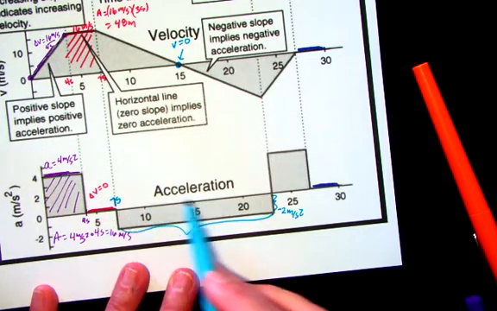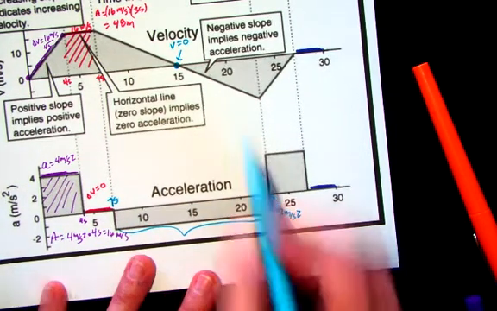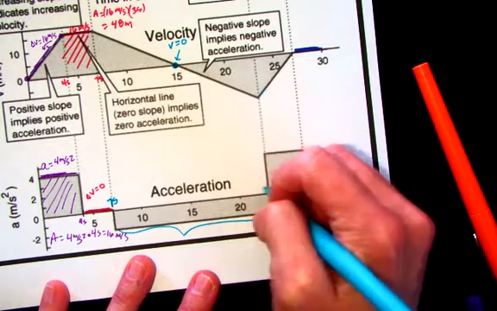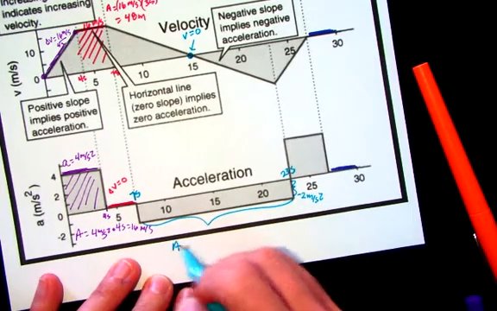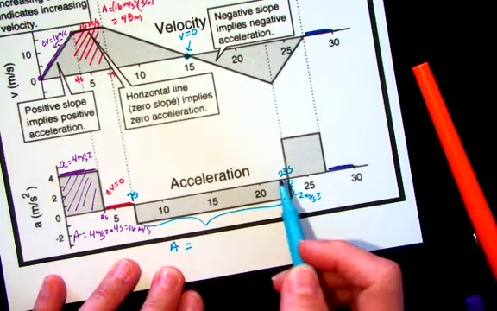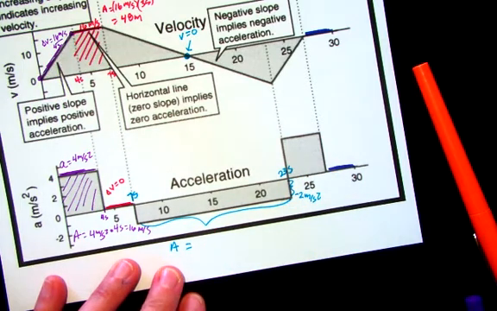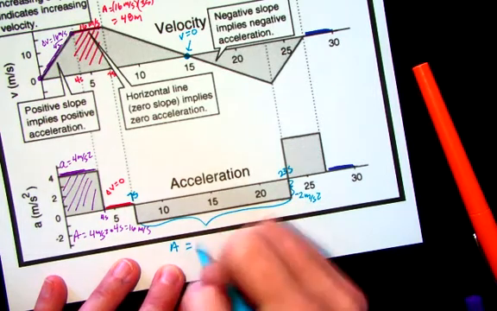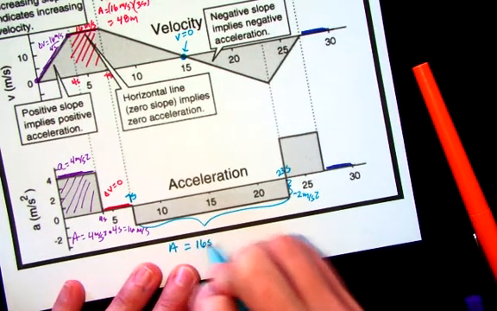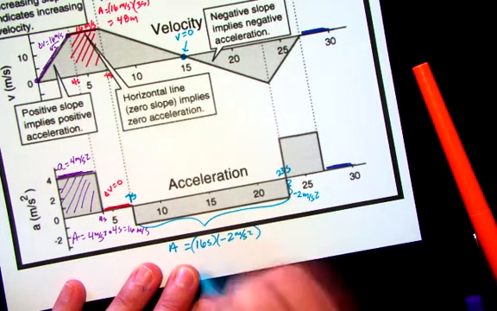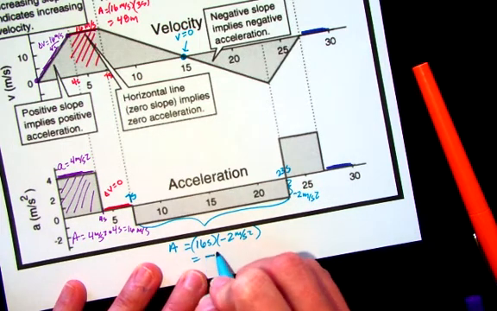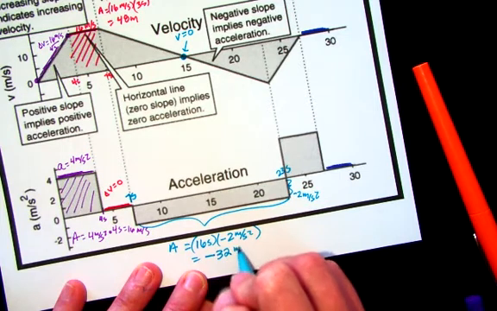And this is going to be all the way over here. I'm going to call that 23 seconds. Okay? So the area is going to be 23 minus 7. How much time is that? 16 seconds. So I have 16 seconds times negative 2 meters per second squared. And so I get the area as negative 32 meters per second.